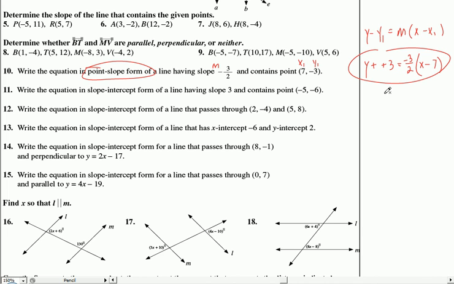You don't have to solve for y or anything like that, because then it wouldn't be in point slope form. So this is all you want to do right there. All the rest, I believe, are slope-intercept form. So that's the real important one. And y equals mx plus b is the slope-intercept form.